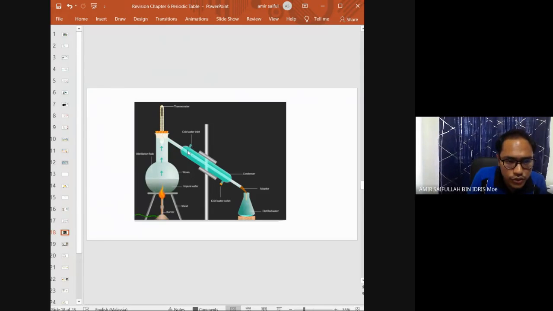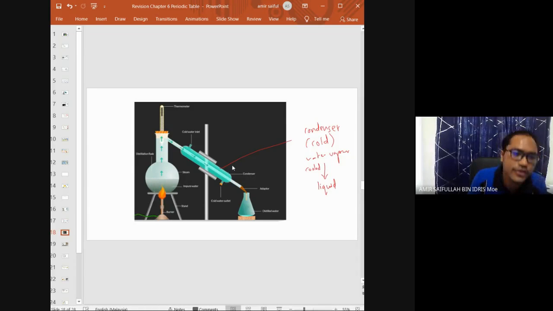Okay. So you can see the water will come to here and then it will enter into this condenser. This condenser is very cold. So now you have water vapor. The water vapor will enter this section where it will be cooled in the condenser. So it will turn into liquid. This liquid will enter this conical flask. So you will get distilled water.